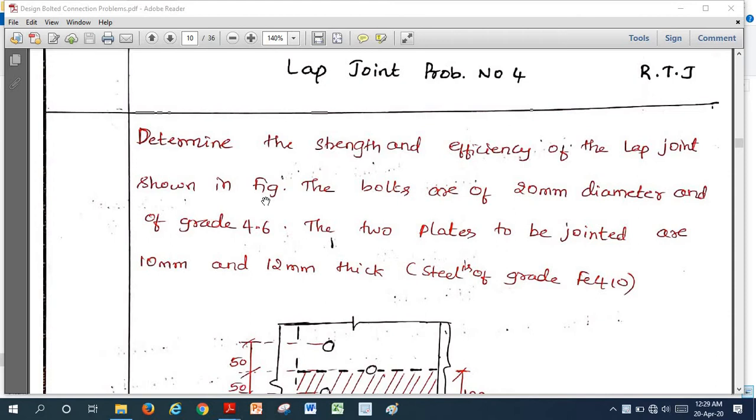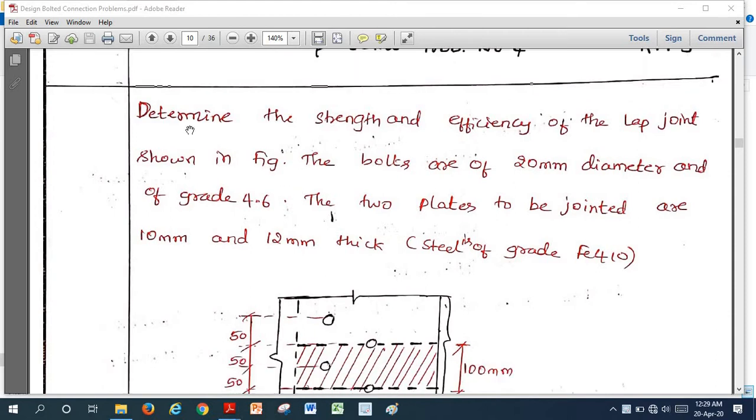Today we're going to discuss problem number 4, lap joint. Here is the problem statement. Determine the strength and efficiency of the lap joint shown in the figure. The bolts are of 20 mm diameter and of grade 4.6. The two plates to be jointed are 10 mm and 12 mm thick. Steel is of grade Fe 410.